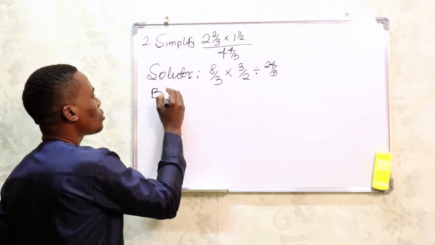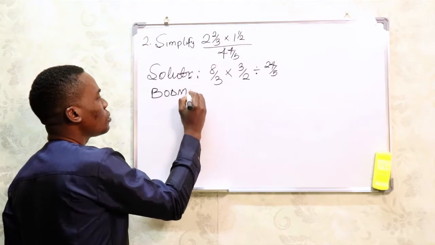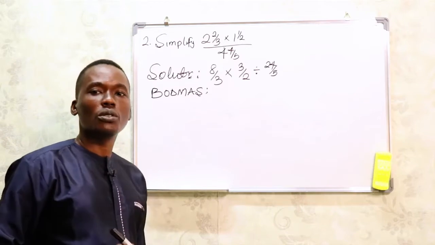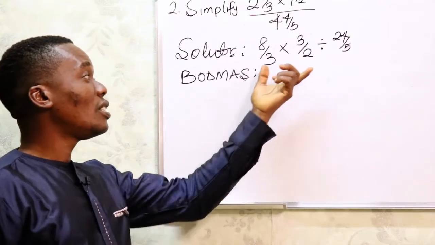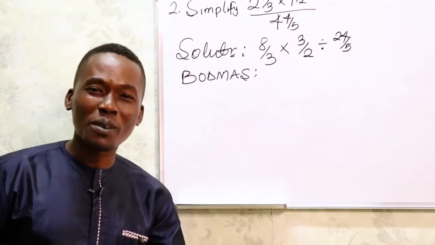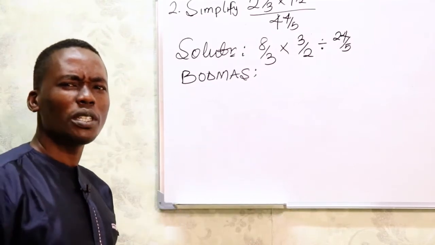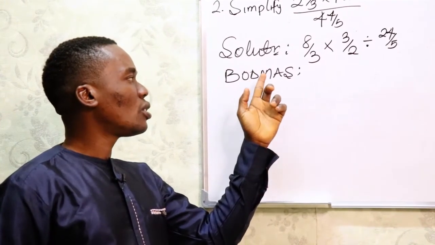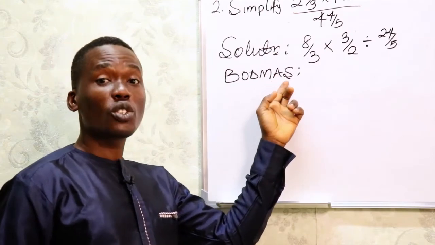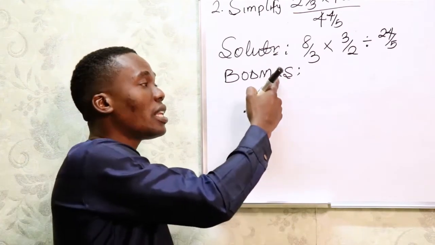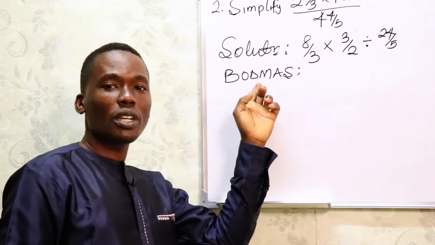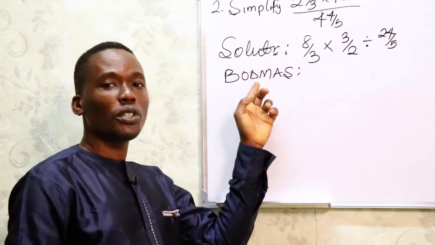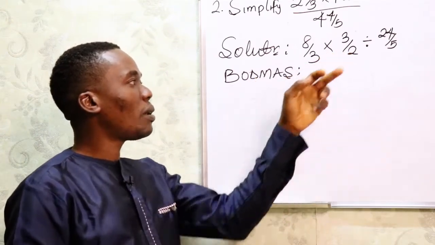Now what is this BODMAS rule? BODMAS is an expression that we use in solving fractions, in simplifying fractions. I guess you must have been taught that in your primary school. BODMAS means bracket, of, division, multiplication, addition, and what? Subtraction. You don't carry out an addition operation before a multiplication operation, and you don't carry out an operation involving of before a division operation. They must follow sequentially.